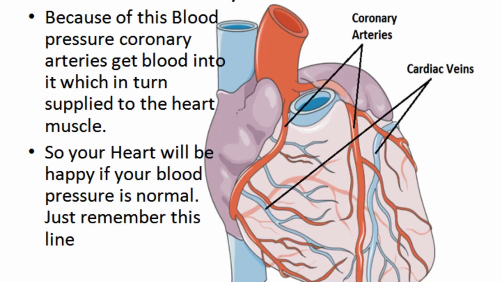Now here, because of this blood pressure, the coronary artery is getting blood, which in turn is supplied to the heart muscle. If you see in this diagram, in this picture, coronary arteries are connected to the aorta, indicated by red color. Whenever the heart pumps, there is a pressure. Due to this pressure, oxygenated blood is flowing into the coronary arteries. Small arteries, you can see.